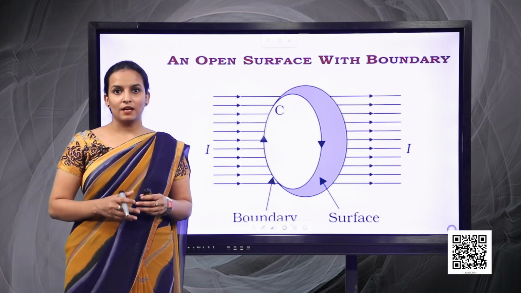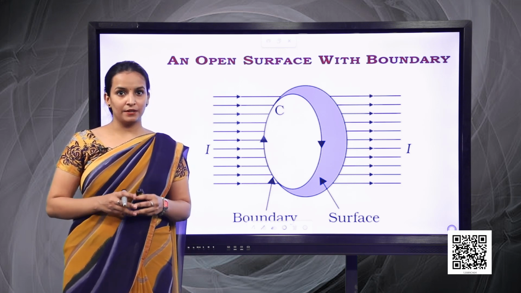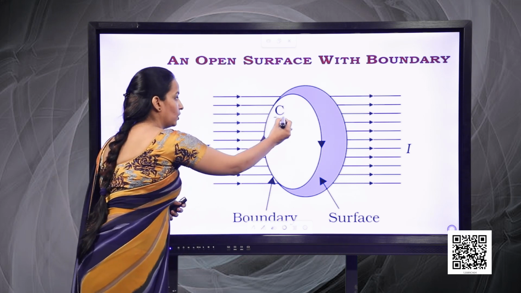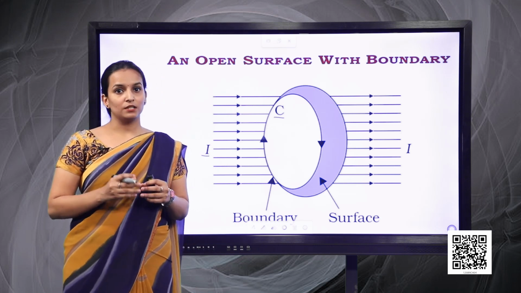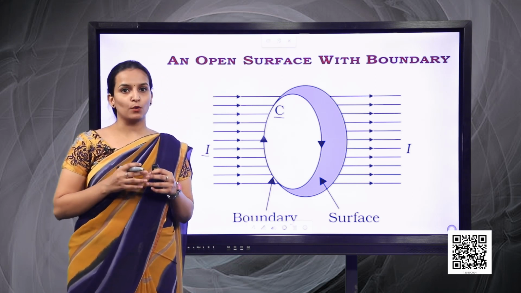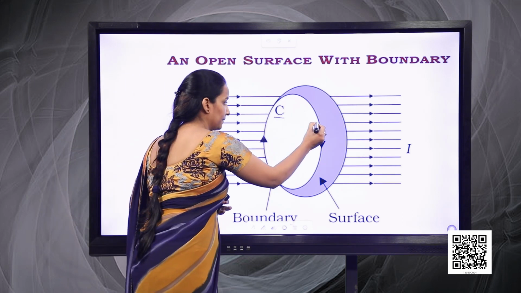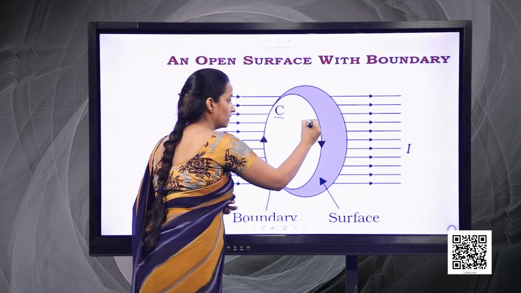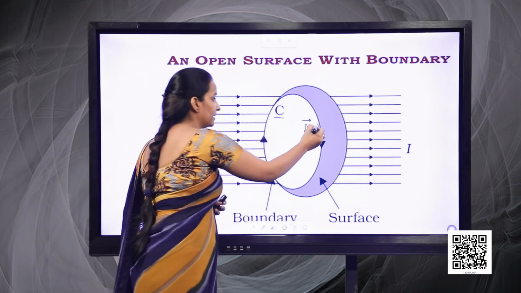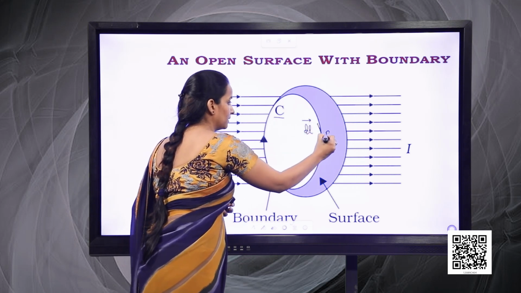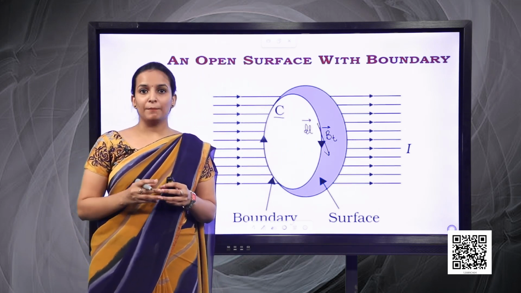Ampere-Circuital law considers an open surface with a boundary. The surface has current passing through it. Here in the diagram, C is the boundary of the open surface and current I is passing through it. We consider the boundary to be made up of a number of small line elements. Let's consider one such element of length dl. Let Bt be the tangential component of the magnetic field at this point. This Bt is nothing but B cos theta.